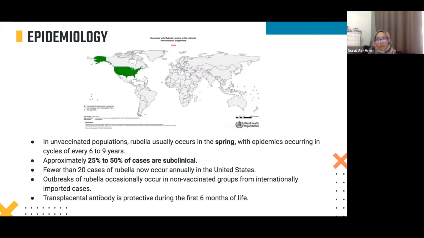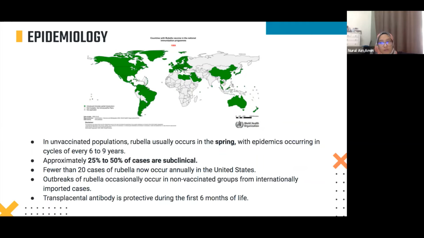First, the epidemiology. It usually occurs in spring, with epidemic cycles occurring every 6 to 9 years, and approximately 25 to 50% are subclinical, where they are not severe enough to present with definite symptoms. Even in the United States, fewer than 20 cases of rubella occur, and outbreaks are usually in non-vaccinated groups from imported cases. Infants also have transplacental antibody to protect during the first 6 months of life.